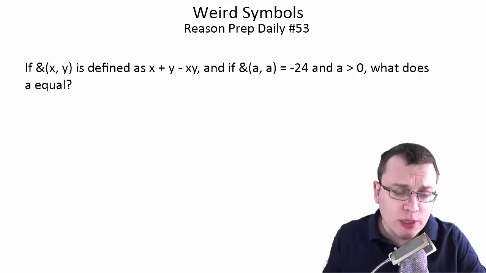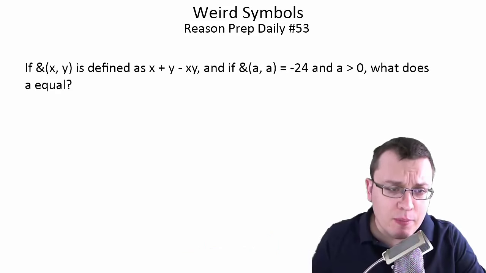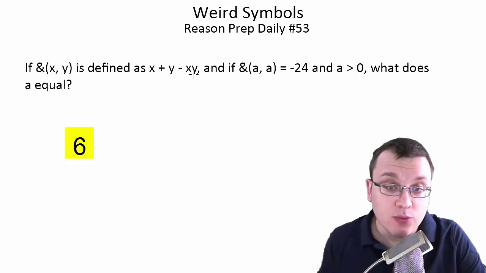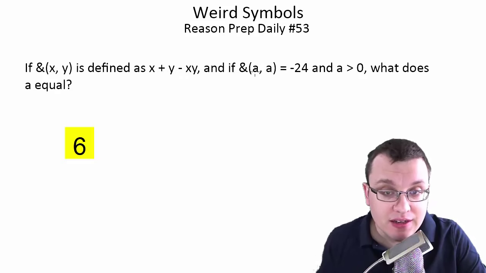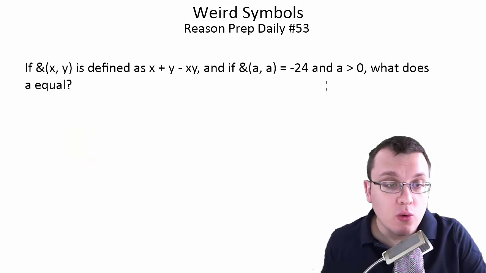Go ahead and try this question. If ampersand x comma y is defined as x plus y minus xy, and if ampersand a comma a equals negative 24 and a is greater than 0, what does a equal?